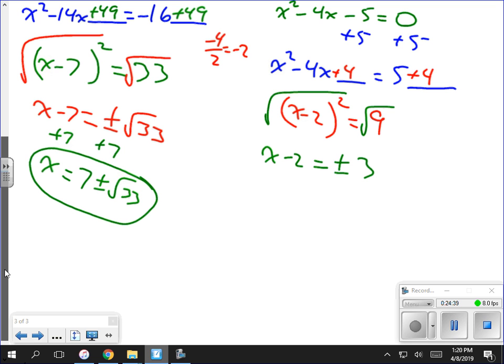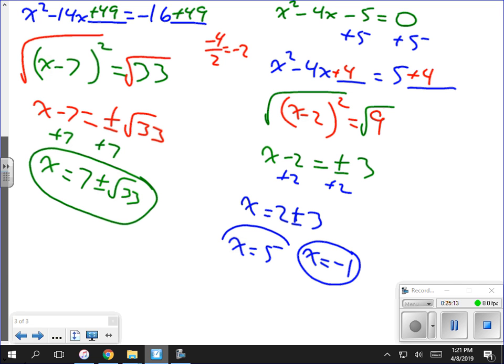Now I add 2 to both sides, and I get x equals 2 plus or minus 3. Now, can I combine the 2's and the 3's? I can because it's not in the square root. But I have how many answers? 2. I have 2 plus 3 and 2 minus 3. So 2 plus 3, 5. 2 minus 3, negative 1.